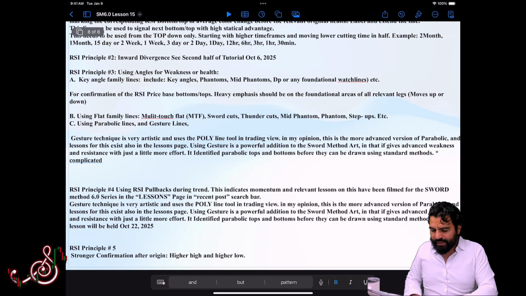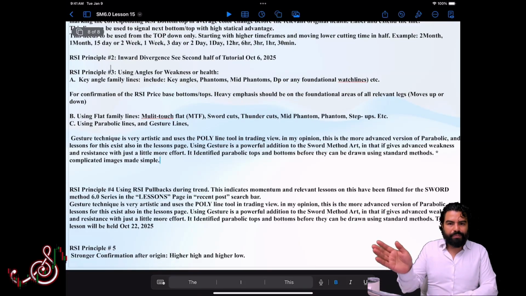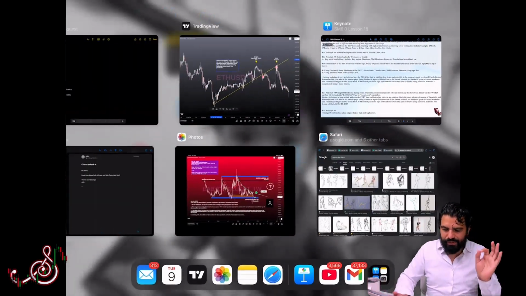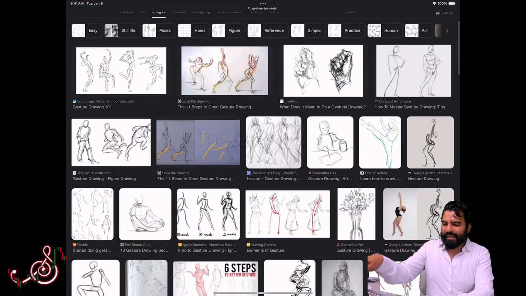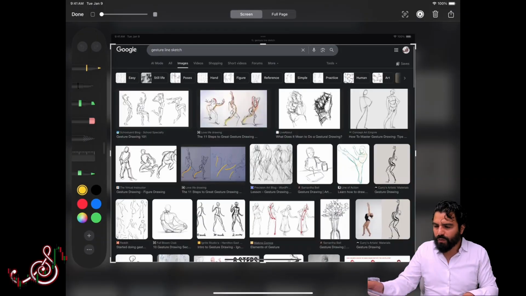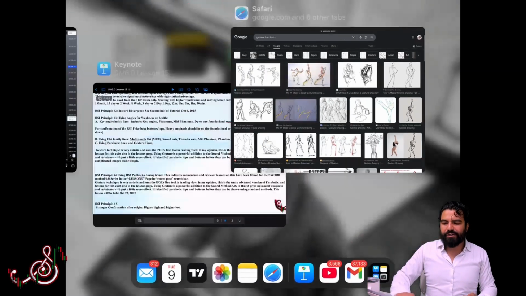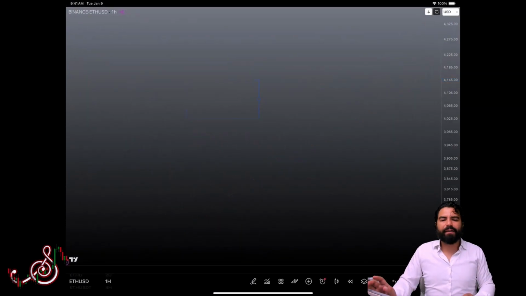Complicated images made simple. Got it? Okay. Gesture, in part of principle number 3, is super powerful in the sense that it gives you what you need if you know what you're looking for. And I'm going to show you how you can use it to build a very powerful map.